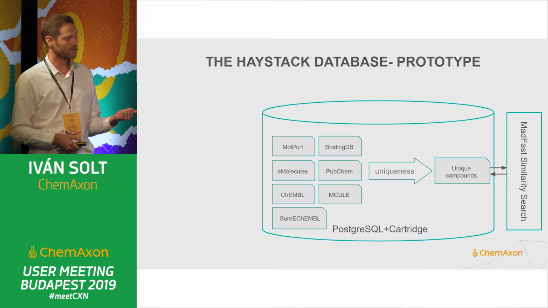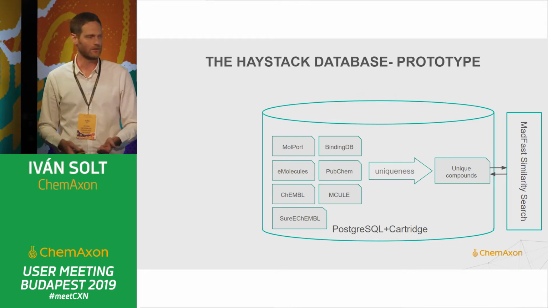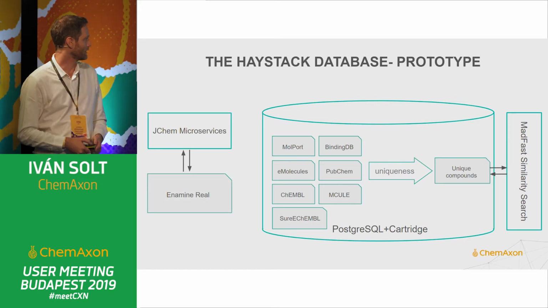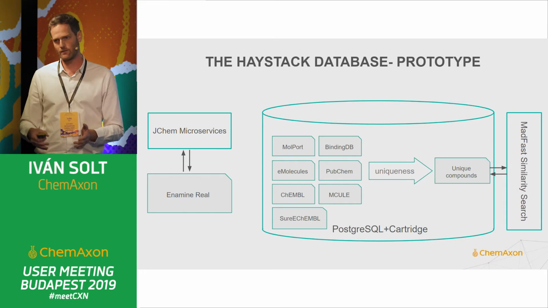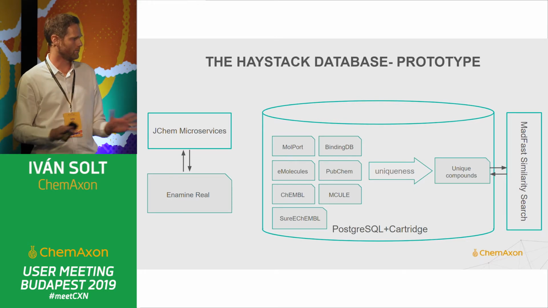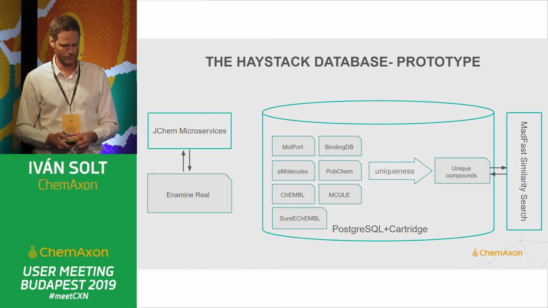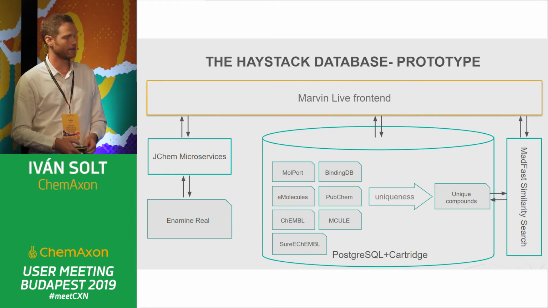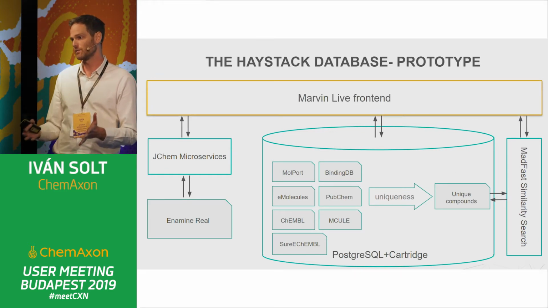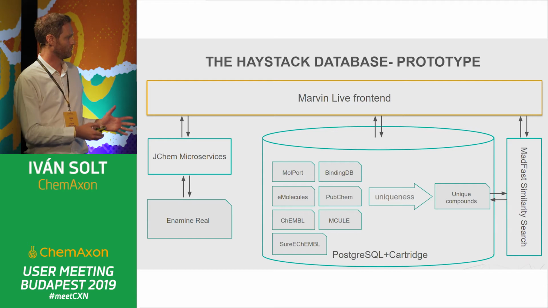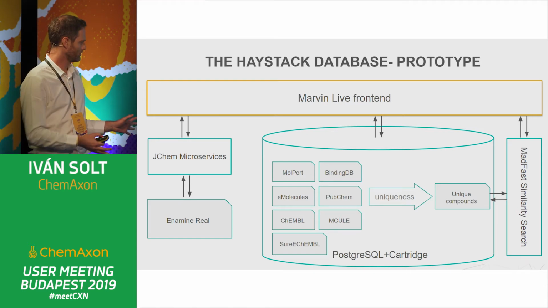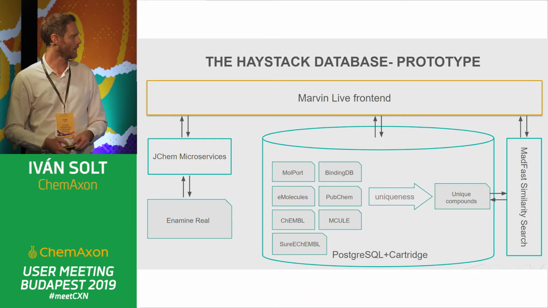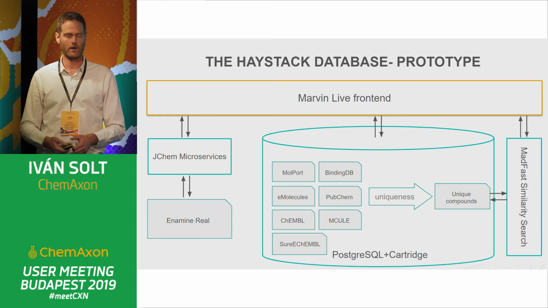Now, what is obviously missing from here is the Enamine REAL that I've been talking about so much so far. We have also added that one, but separately, and we have indexed that with the new JChem microservices. This had some technical reasons. For now, I hope that this is sufficient. We have consolidated this backend and put the Marvin Live frontend on top of it with a very simplistic user interface, so that this huge amount of data, in total almost 900 million meaningful compounds, can actually be accessed by chemists.